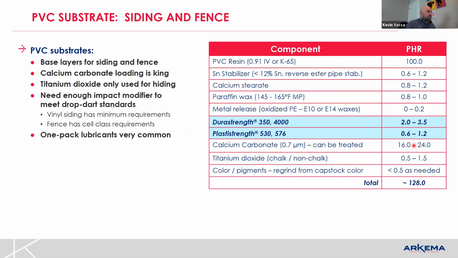All right. So basically, how much can we put in and maintain the mechanical properties we need for the specifications of whether it's fence and cell class, vinyl siding for ASTM D3679, any other areas where you're looking to maintain that basic load of impact strength. You can see some with and without impact modifier, different levels of impact modifier.